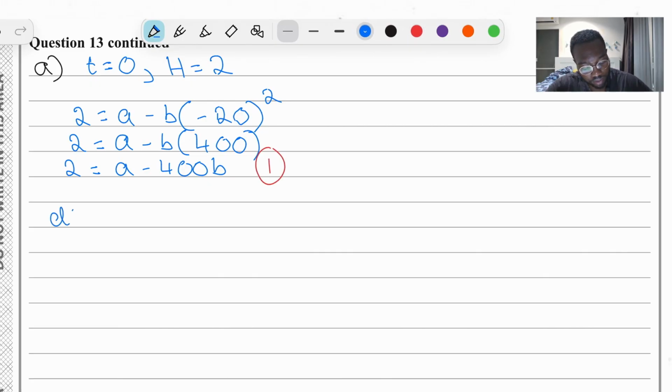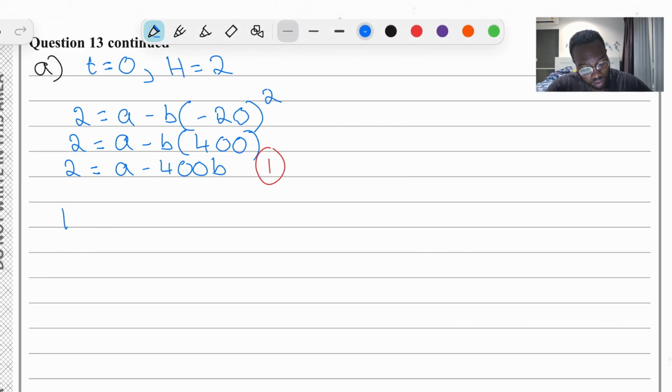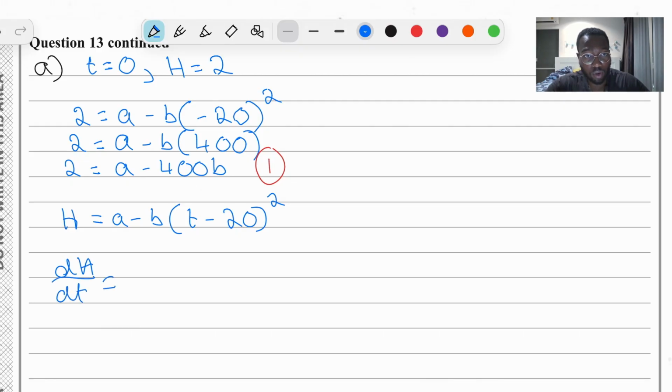So we have that dh over dt. We work out dh over dt. Well, what do we know about h? We know h is, if I just do h first, h is equal to A minus B, and then (t minus 20) squared. So therefore dh over dt, if we're to work that out, what would that be?